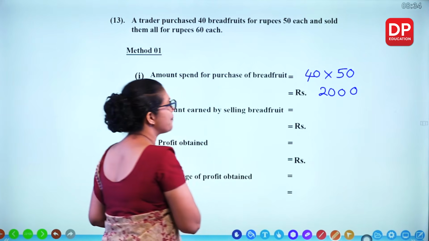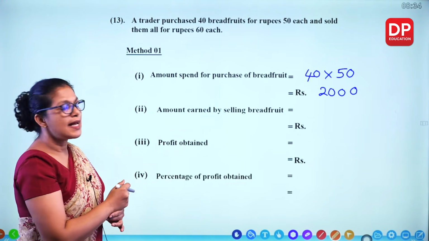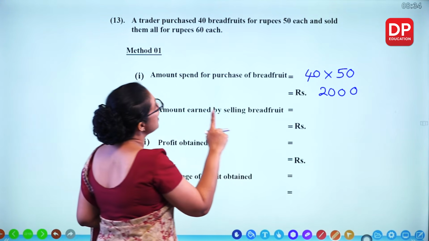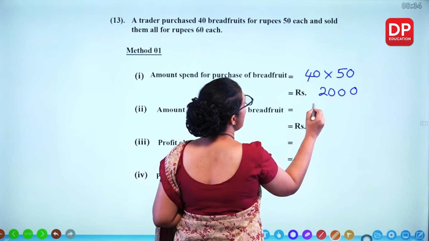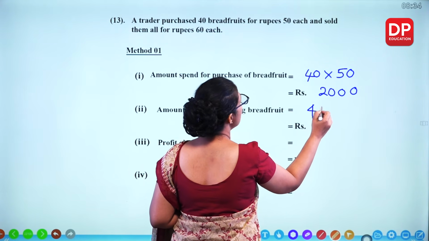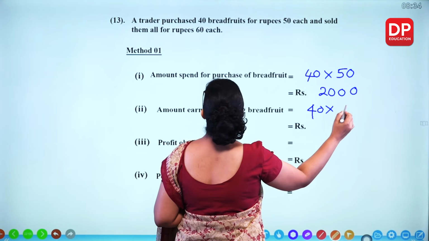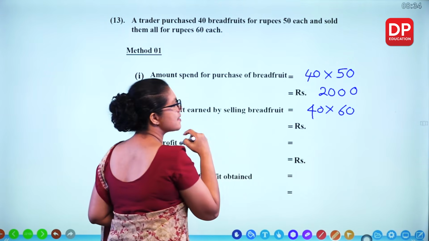2,000 rupees. Amount earned by selling breadfruit. So that means each one is 60 rupees and how many breadfruits? 40 breadfruits, each 60 rupees.